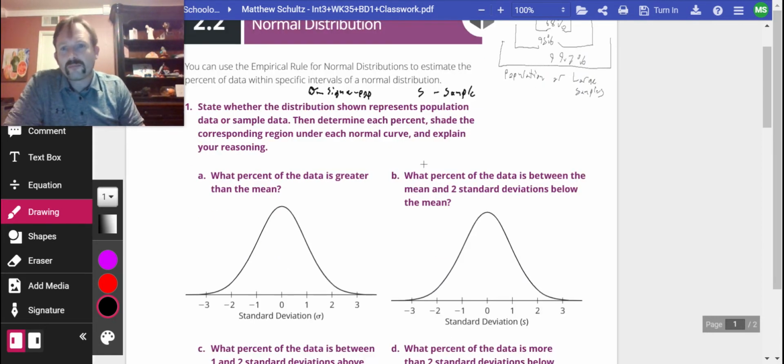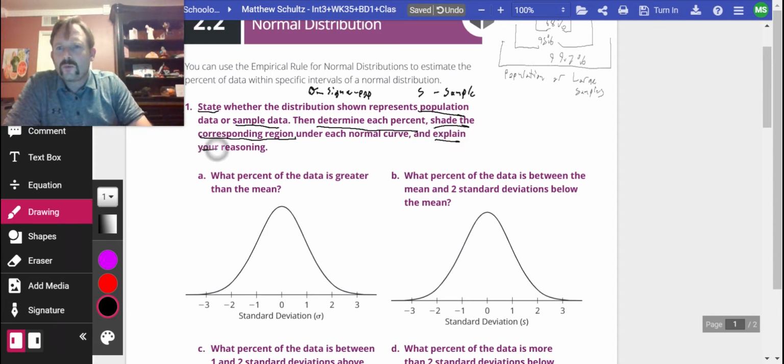All right, so what percent of the data is greater than the mean? We have to shade the corresponding region, state whether it's population or sample data, determine each percent, and explain your reasoning. That's a lot. Let's go on.